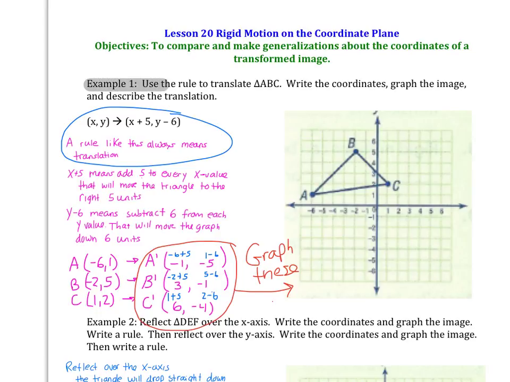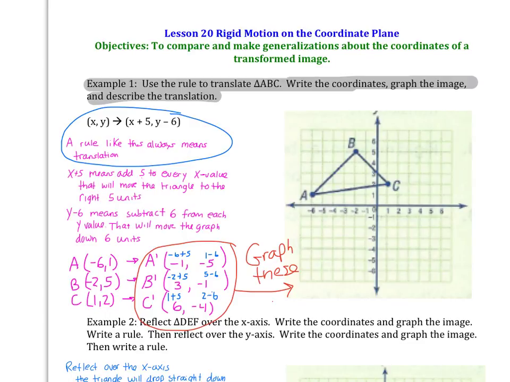It says, use the rule to translate triangle ABC. Write the coordinates, graph the image, and describe the translation. I know there's a lot of stuff written here underneath. Just ignore all that. It's more just so you can pause the video and write down everything. It's very specific. We're going to go a little bit out of order here, but it says use the rule to translate triangle ABC. Write the coordinates.